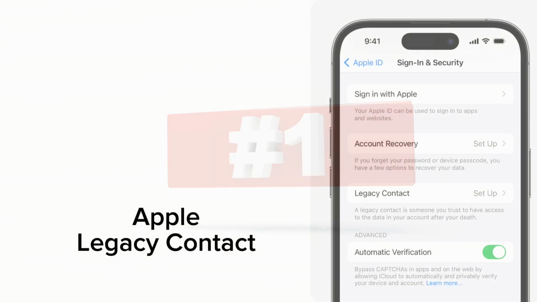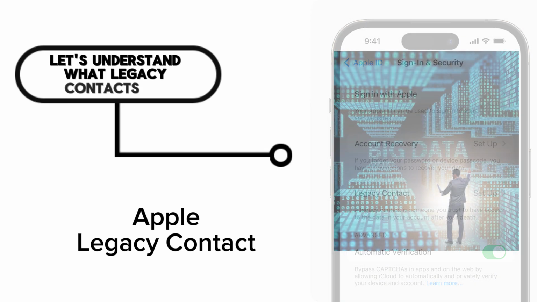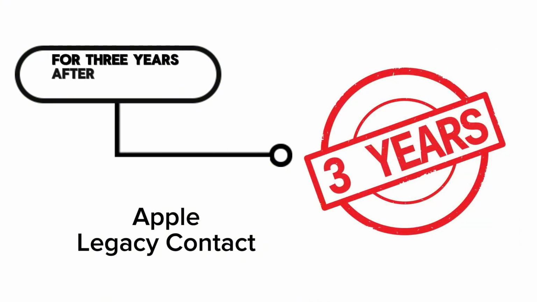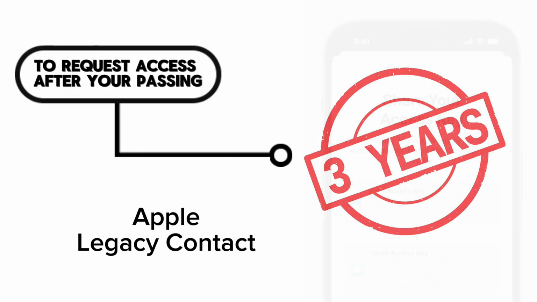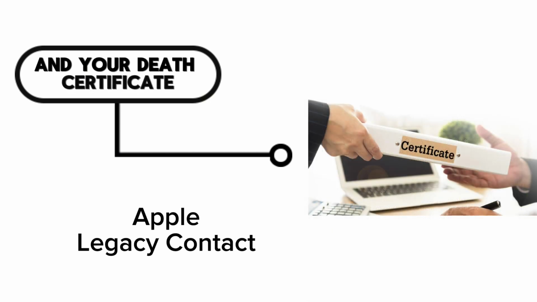Understanding legacy contacts. Before we begin, let's understand what legacy contacts are. They can access your data, excluding certain sensitive information, for 3 years after the initial approval. To request access after your passing, they'll need the access key you generate when choosing them and your death certificate.